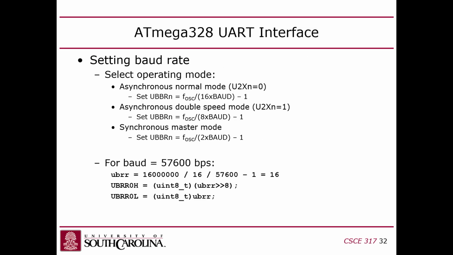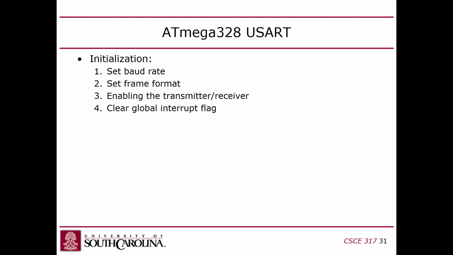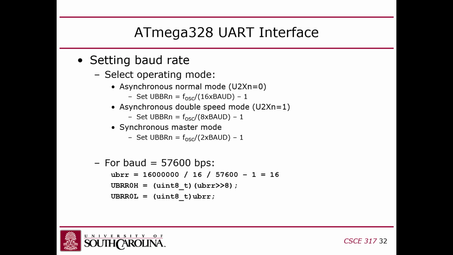Okay. So how do we use the UART? You basically just initialize it, and then you use it by setting characters into a register to send and reading characters from a register to receive. So to initialize it, you have to set the baud rate, set the frame format, enable it, and then clear the global interrupt flag. Now I'm going to run through this pretty quickly because we actually give you some code that does this for you, but I'm going to explain it just so you know what's going on in there.